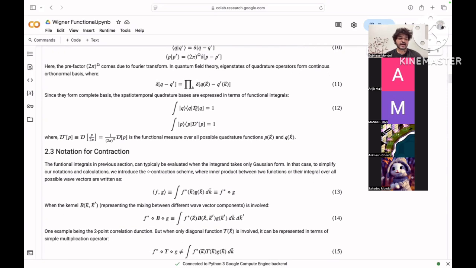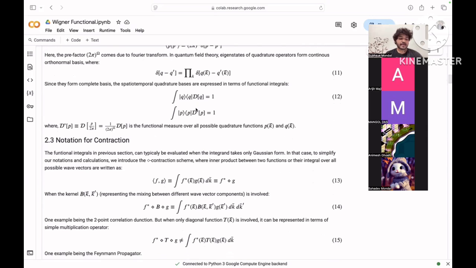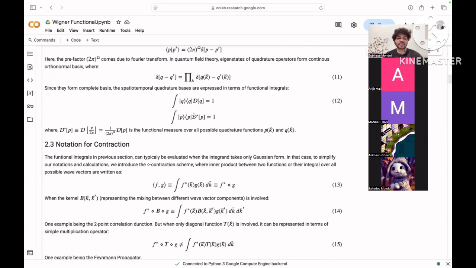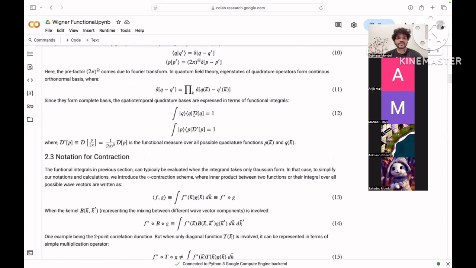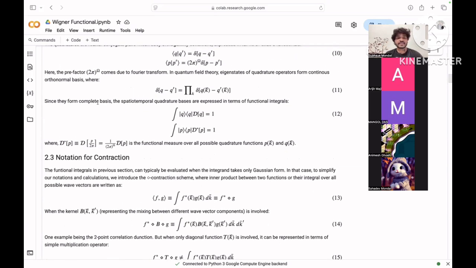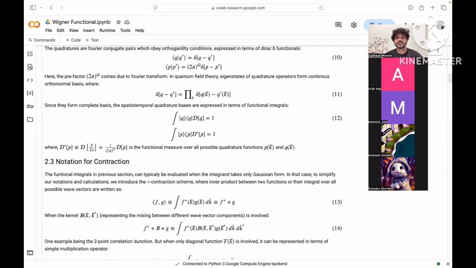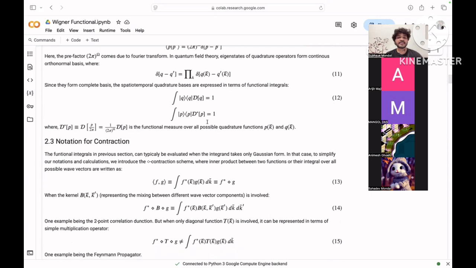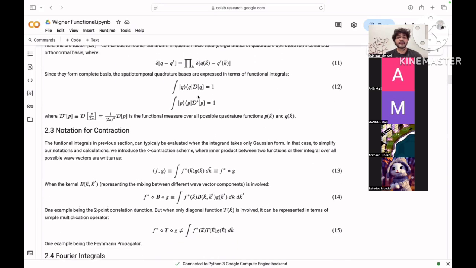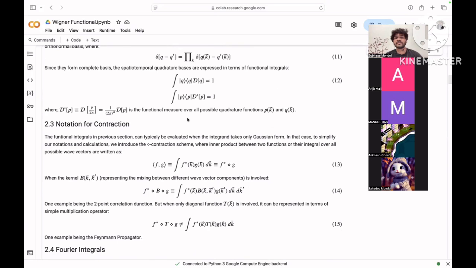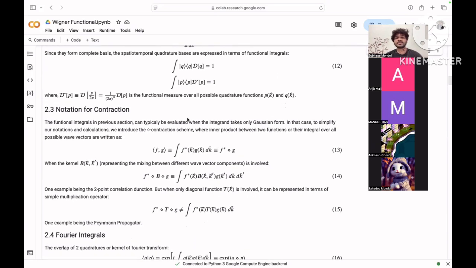This is the cardinality of a countably infinite number of degrees of freedom. It captures the infinite volume limit and plays an important role in normalization also. And after that, since they form a complete basis, the spatial temporal quadrature states can also satisfy the completeness relation like in this equation. Here to note is that DP and DQ are defined like this, and this is the so-called functional measure over all possible quadrature functions.